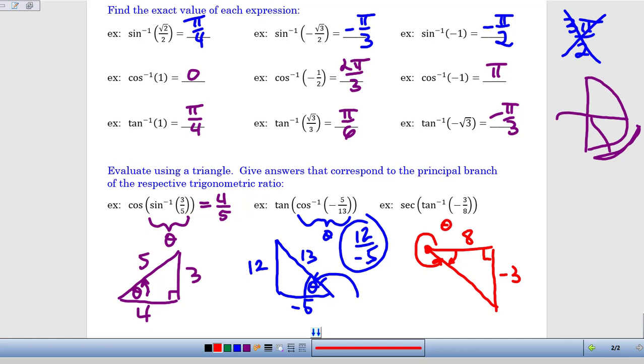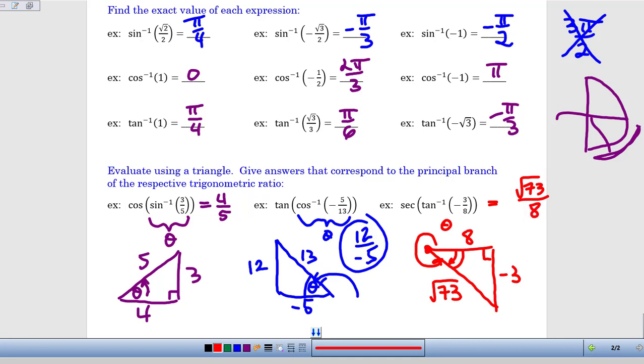There's no Pythagorean triple that I can work with, so I have to use a little Pythagorean theorem. So 8 squared, 64, plus 3 squared, 9, gives me 73. So I've got root 73 as my hypotenuse. And so now I want to find what is the secant of this angle that is in our triangle here. The secant of that angle is going to be the reciprocal of cosine. So instead of adjacent over hypotenuse, we're going to go hypotenuse over adjacent, and we're going to get root 73 over 8.